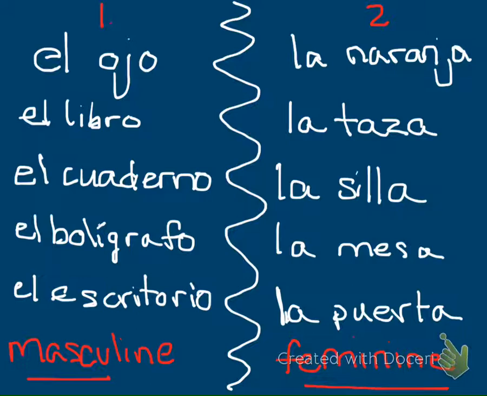Side 2, we have la naranja. That's the color orange or an actual orange. La taza is a cup. La silla, chair. La mesa, the table. La puerta, the door. Some of these words should be familiar to you already.